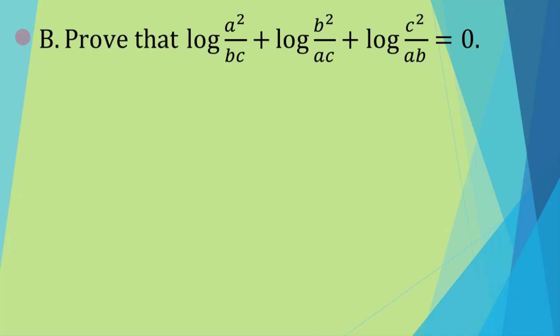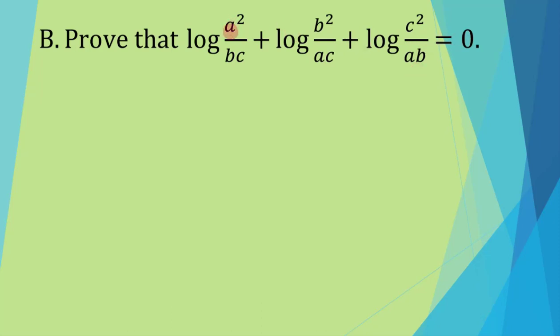This is a bit higher level order thinking skills proving, but there's a trick that I'm gonna teach you so that you will be able to prove that this is true. Prove that logarithm of a squared over bc plus log of b squared over a times c plus log of c squared over a times b equals 0.